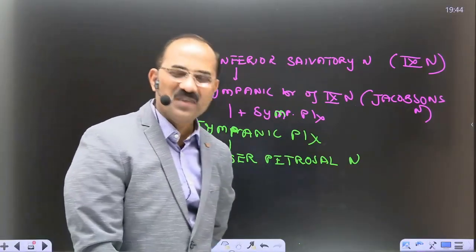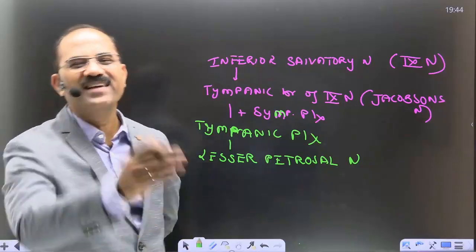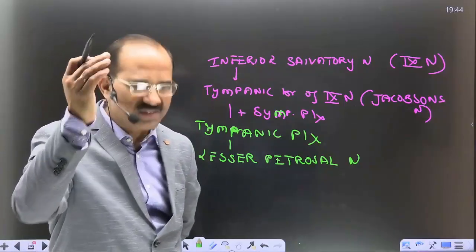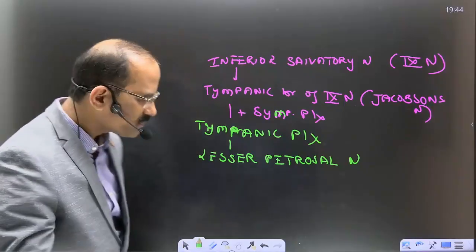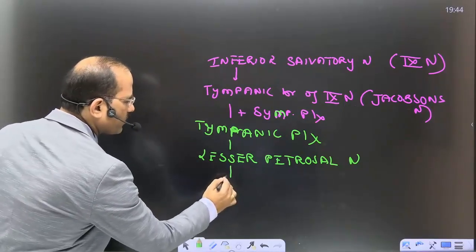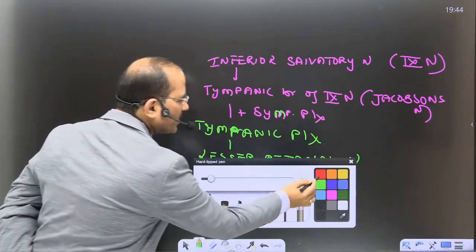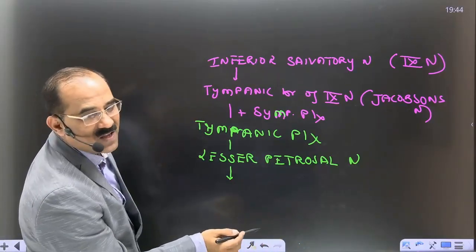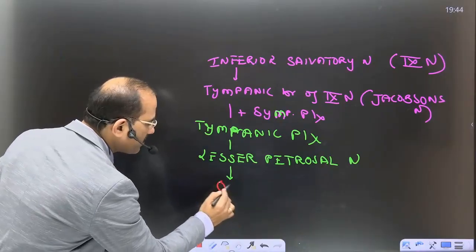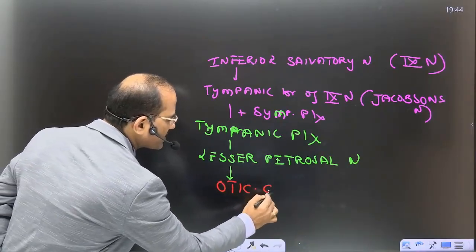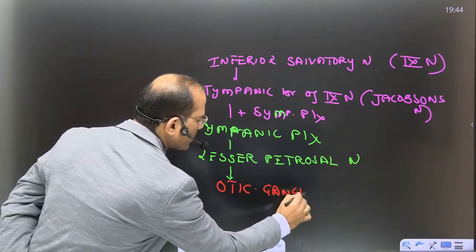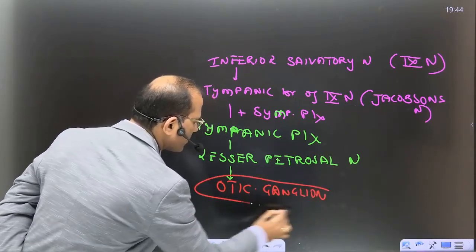Lesser petrosal nerve, have we heard somewhere? Foramen ovale. Excellent. Very nice, students. You are all excellent students. This lesser petrosal nerve comes out through the foramen ovale. Look who's come. Our ganglion has come. It comes to the otic ganglion. It relays in the otic ganglion.